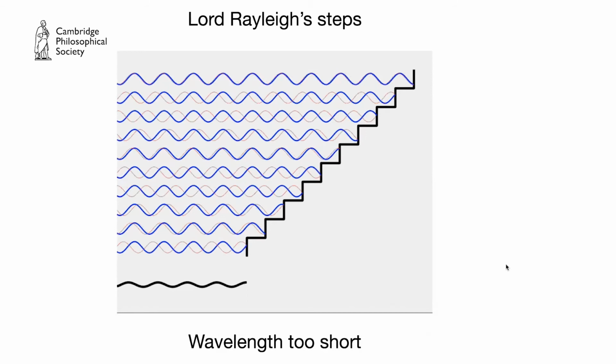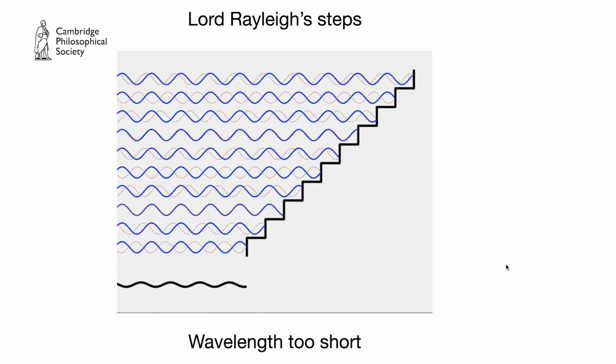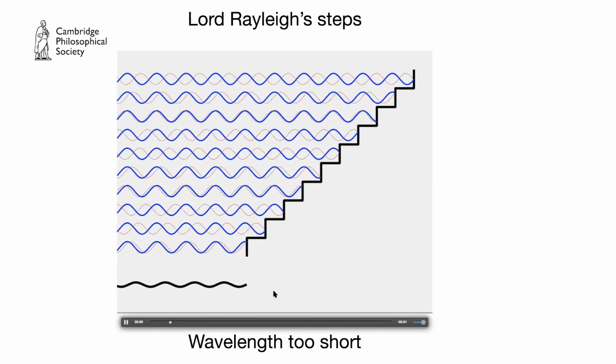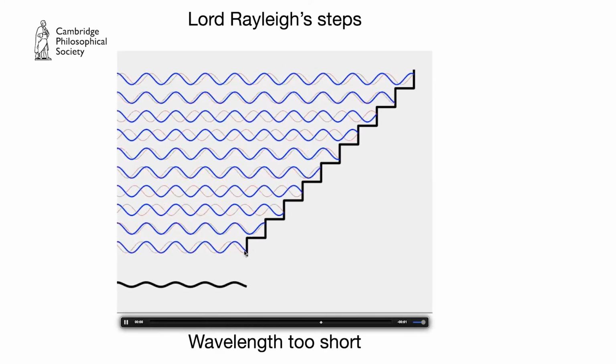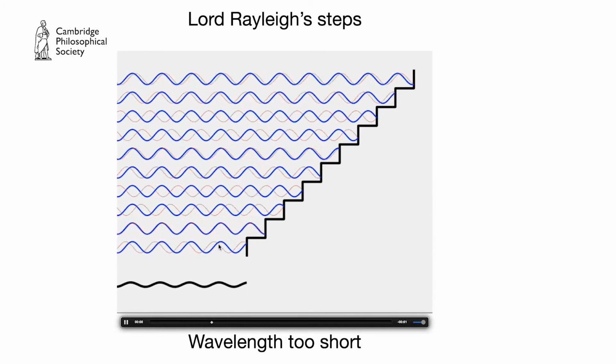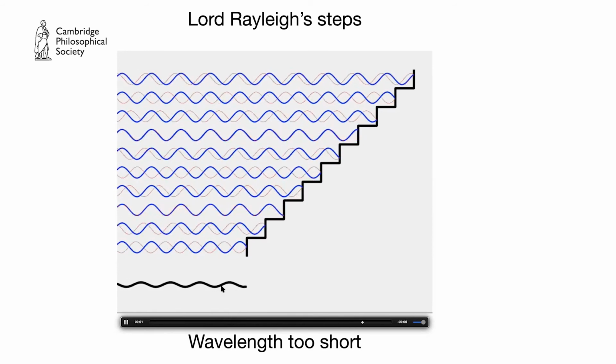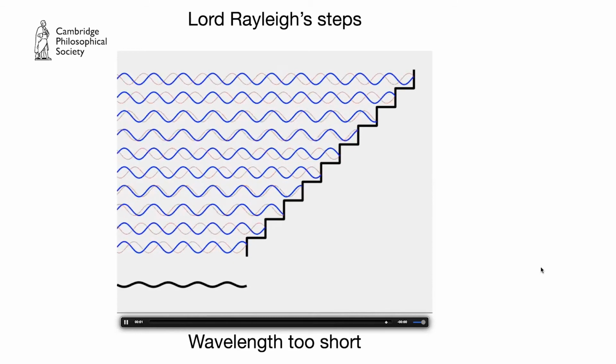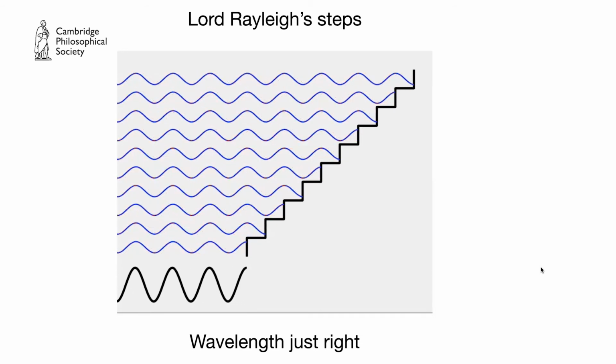Now we whistle at a higher frequency. Now we've got a wavelength of sound which is too short for the spacing of the steps. Same thing happens, the blue waves reflect and become red waves. You add them up and you get the black thing at the bottom, but it's still rather small. But in between, there's a Goldilocks case.